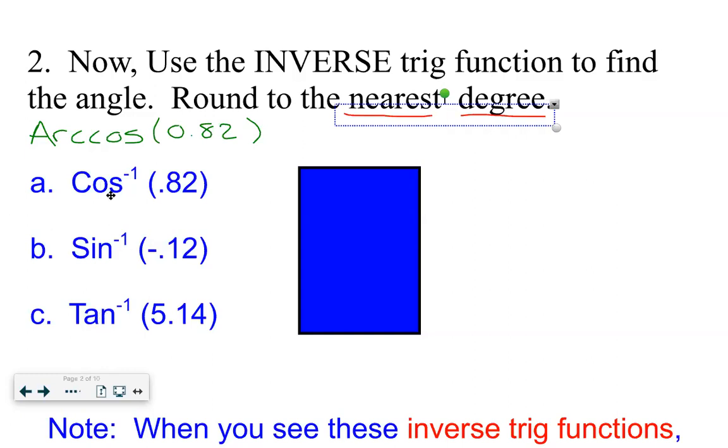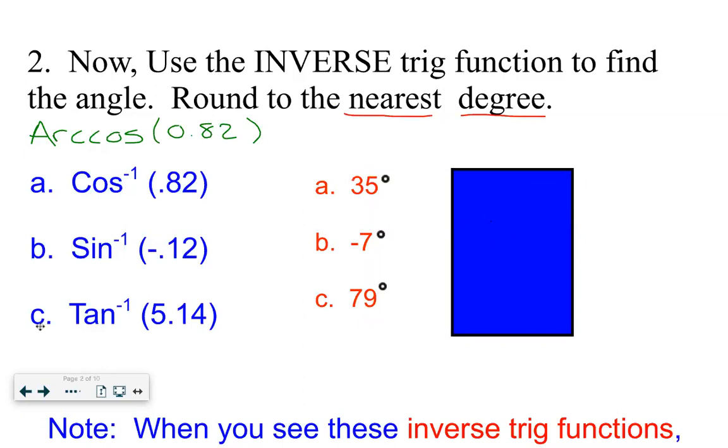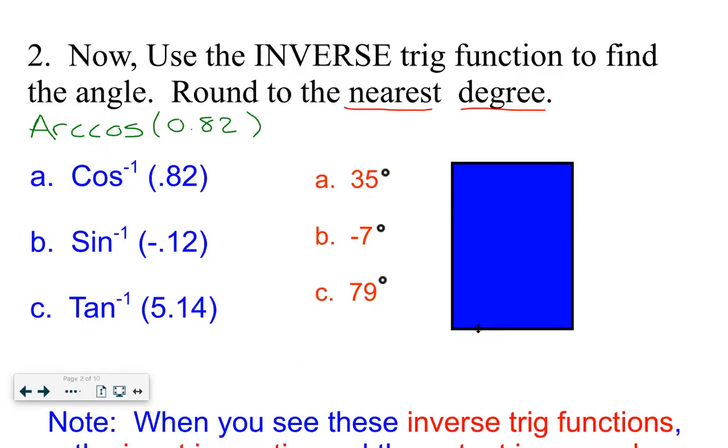We use these functions when we want to find the angle measure and we have the ratio. So inverse cosine of 0.82 is going to return 35 degrees. Inverse sine of negative 0.12 returns negative 7 degrees, and inverse tangent of 5.14 returns 79 degrees. You want to try this right now on your own calculator to verify that you can do it correctly. We will be using these often as we move forward, and this is a really good time to pause and check that you can do that.